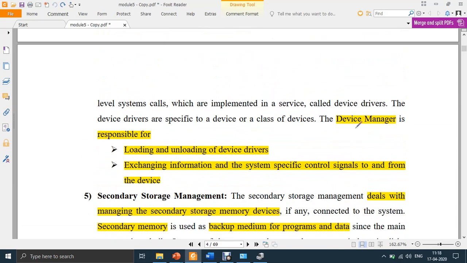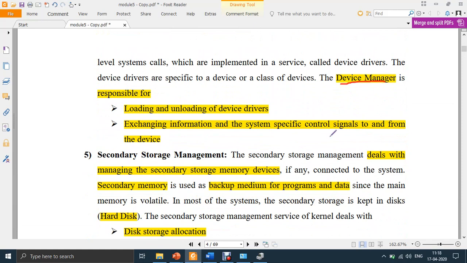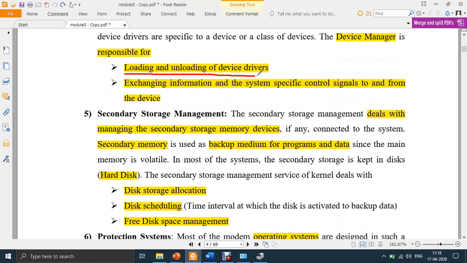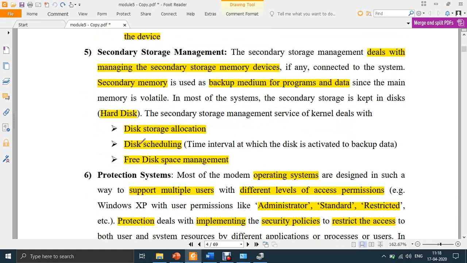What is the responsibility of the device manager? It will load and unload device drivers. As soon as you plug in a new device, you might have seen a notification here that the device drivers are being loaded for that device. That is the job of the device manager. Then exchanging information and specific control signals to and from the device. So it helps to communicate between the user application and the device.